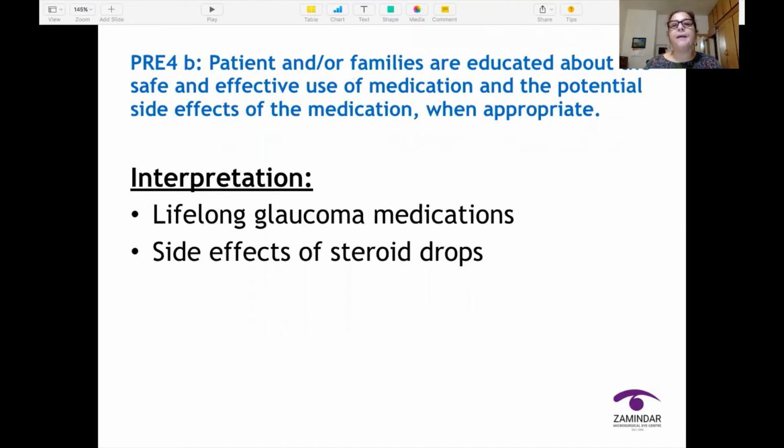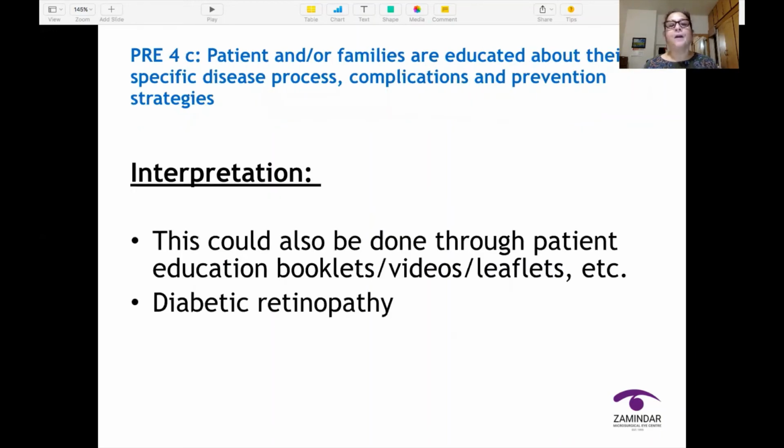Now, for example, the safe and effective use of medication and potential side effects of medication. For example, lifelong use of glaucoma medication is required, and patients have to be taught, and awareness has to be created in the form of brochures, leaflets, or whichever way you would like to do that, visual displays. And for example, side effects of steroid drops. It's important that the patient understands that a steroid drop cannot be continued lifelong.